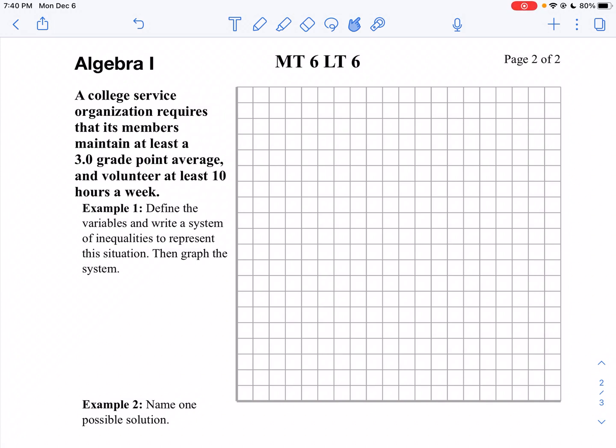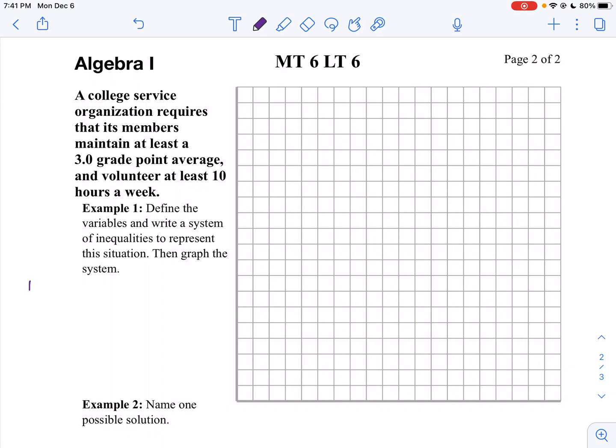Here we have an application problem, and it says a college service organization requires that its members maintain at least a 3.0 GPA average and volunteer at least 10 hours per week. So it'd be like some fraternity or sorority, some service organization. It says define a variable and write a system of inequalities to represent the situation, then graph the system.